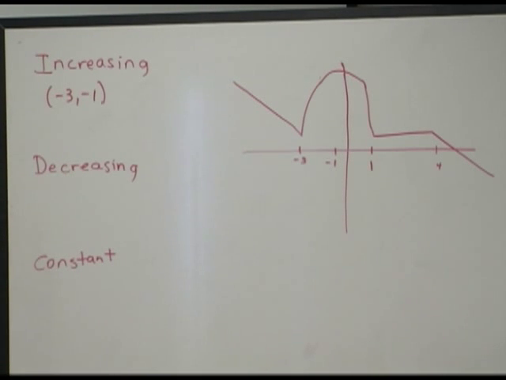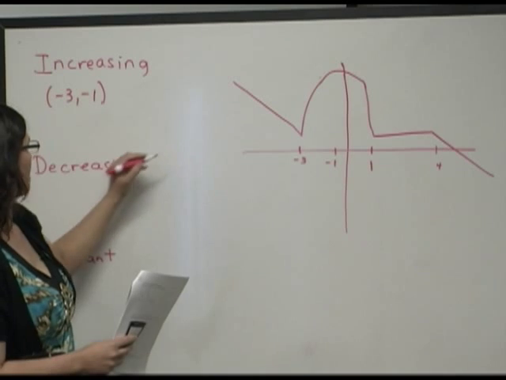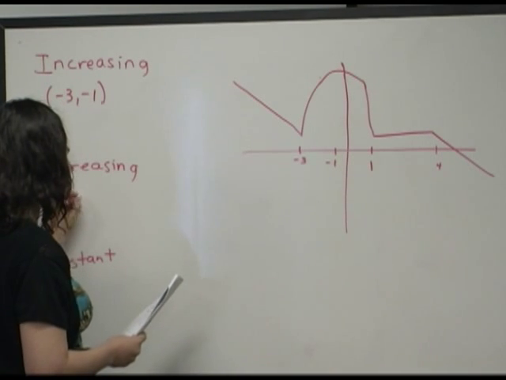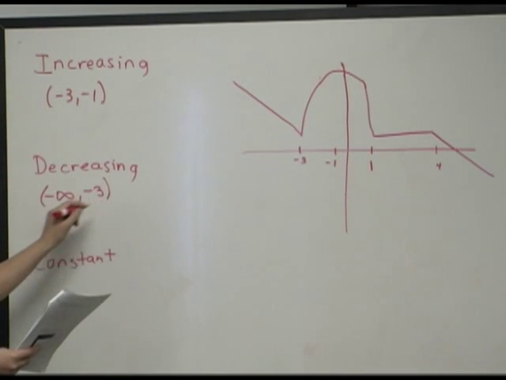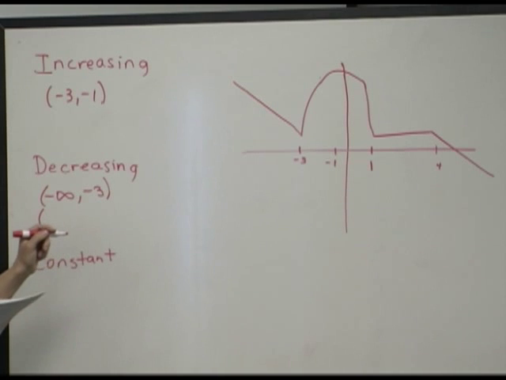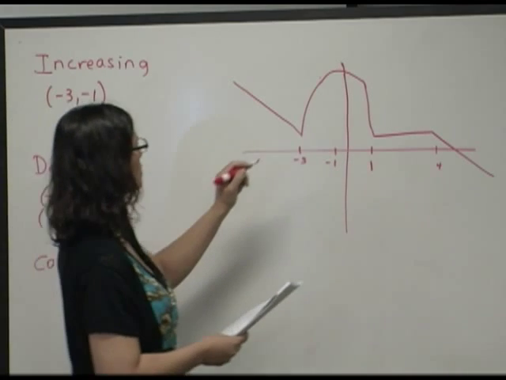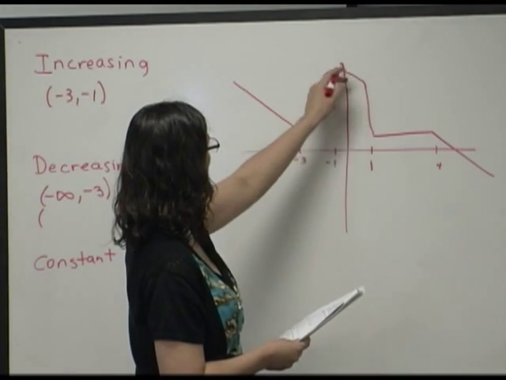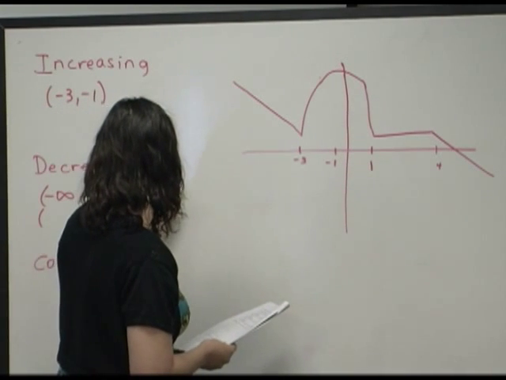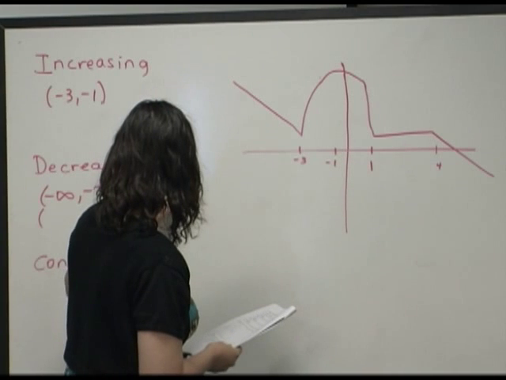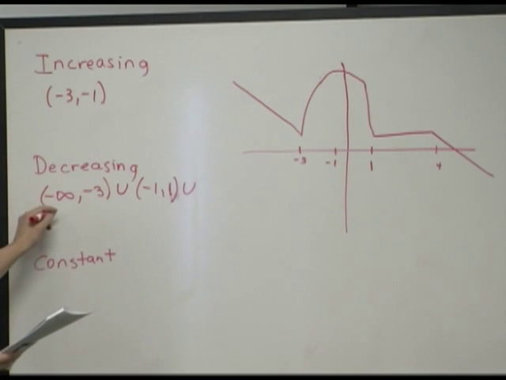How about decreasing? Okay, from where? We start this part, right? So we start where? -infinity, to where? -3. What else? 4 to positive infinity. Oh, well, to -1 to 1. You can write it like that, from -1 to 1, union, what else? 4 to infinity, right?